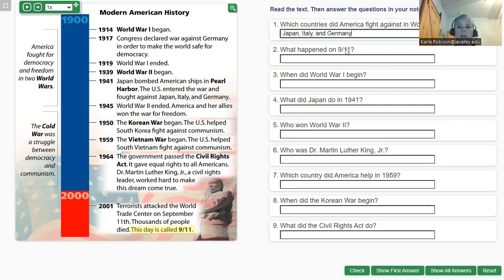Number two, what happened on 9/11? Okay, so again, 9/11 is my keyword. And so I'm going to scan until I find, oh, 9/11. It's still in yellow too. Okay. So what happened? Now, since I found it, I have to read closer. Terrorists attacked the World Trade Center on September 11th. Thousands of people died. This day is called 9/11. So what happened? Terrorists attacked the World Trade Center.